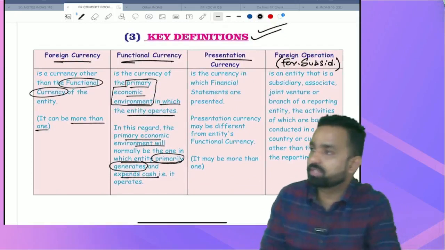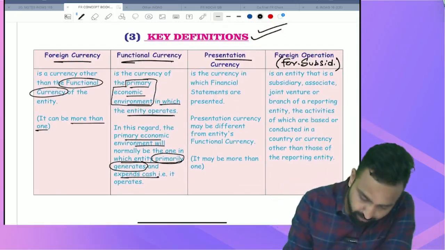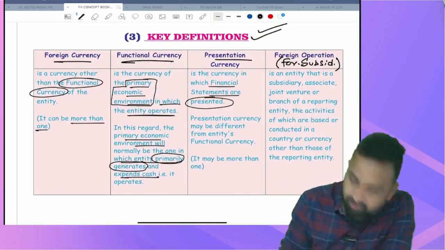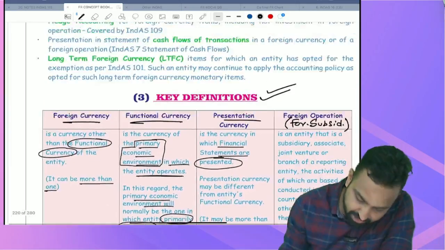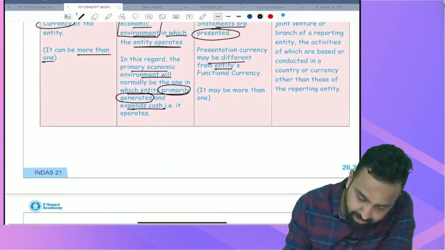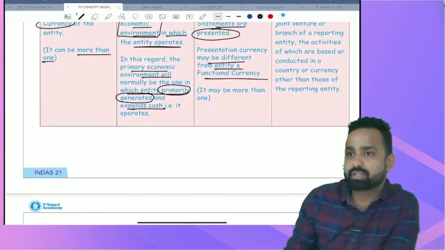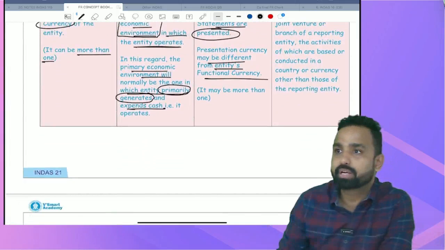What is presentation currency? The currency in which financial statements are presented. Presentation currency may be different from the entity's functional currency. I told you already, it may be different.